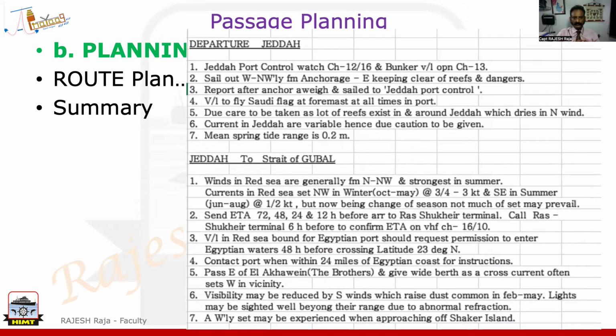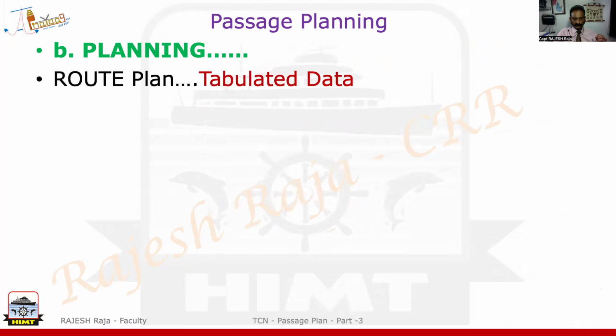Written is the departure Jeddah and then Jeddah to Strait of Gubal. You can see I've written a lot of things: ETA, how much should be there, what are the currents and all those things. A quick one on the top part of this. Point number 4, please see: fly Saudi flag at foremast at all times in the port. So you'll have to be careful. Some local regulations ask you to fly it 24 hours. Some of them want you to get it down at sunset. So please be aware of this. Ask the local agent for further details.